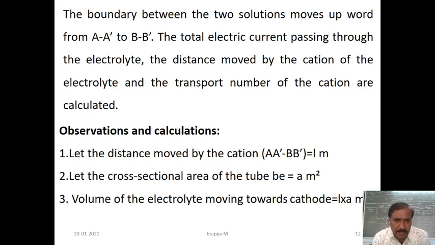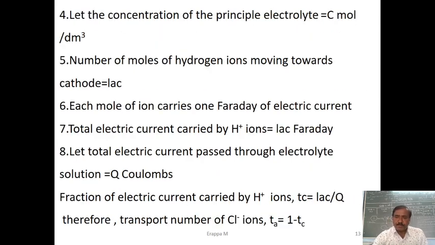So for this experiment there are calculations and observations. Let the distance moved by the cation, from A dash to B dash, be L meters. Second, let the cross-sectional area of the tube be A meter square. Third, the volume of the electrolyte moving towards the cathode is L into A meter cube. Fourth, let the concentration of the principal electrolyte be C moles per dm cube.